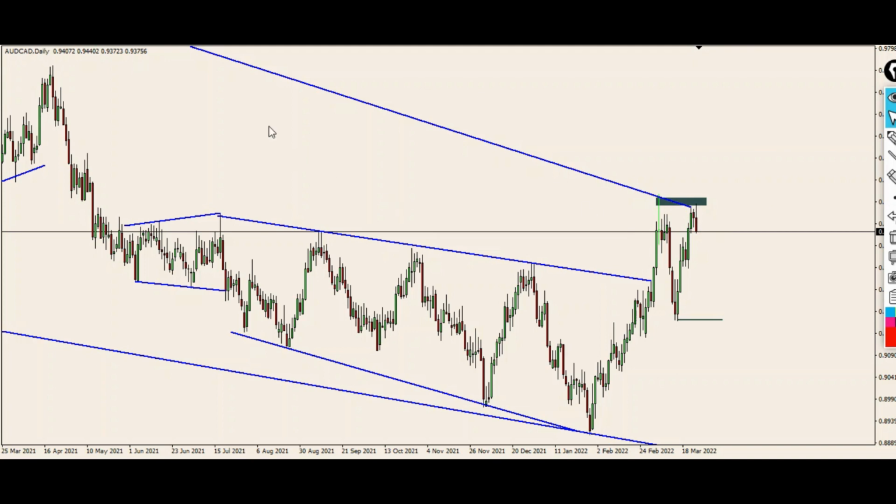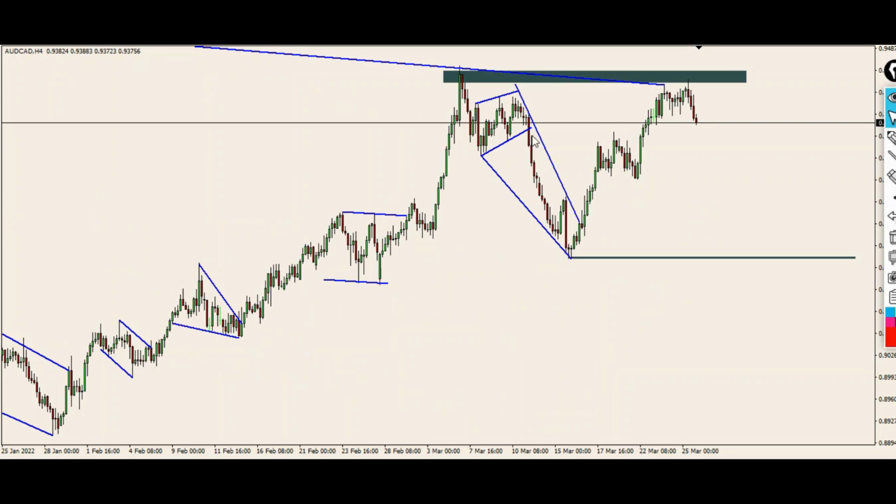Let's go on the 4-hour chart to see for further confirmation of this theory. On the 4-hour chart, the market printed a falling wedge, went up to the high, and now we can see a structure that goes something like this.